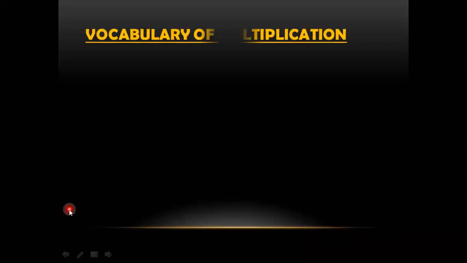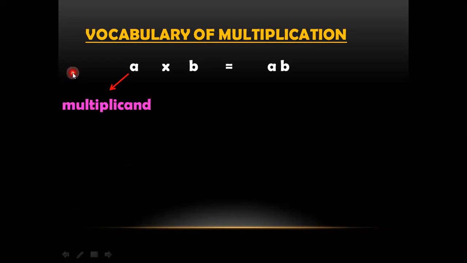Let's get an introduction of the vocabulary of the multiplication. When we multiply two terms, A and B, we get an answer AB. In these two terms, the first term is called multiplicand and the second term is called multiplier, and the answer that we get as the multiplication of these two, AB, is called the product. Multiplicand, multiplier, and the product.